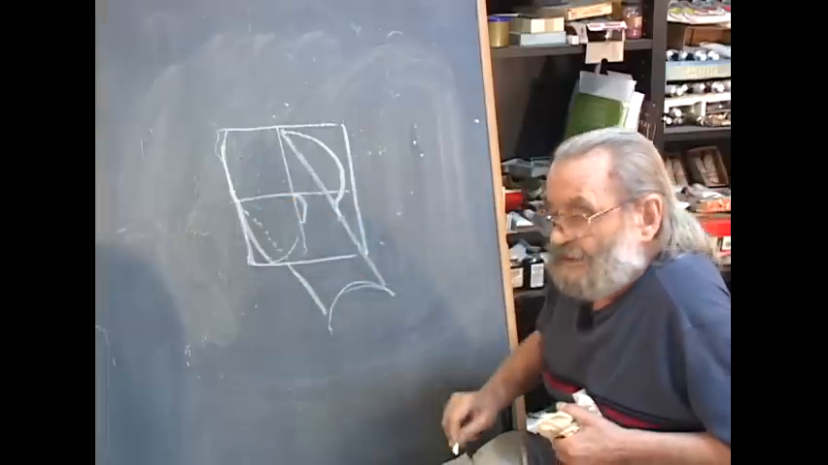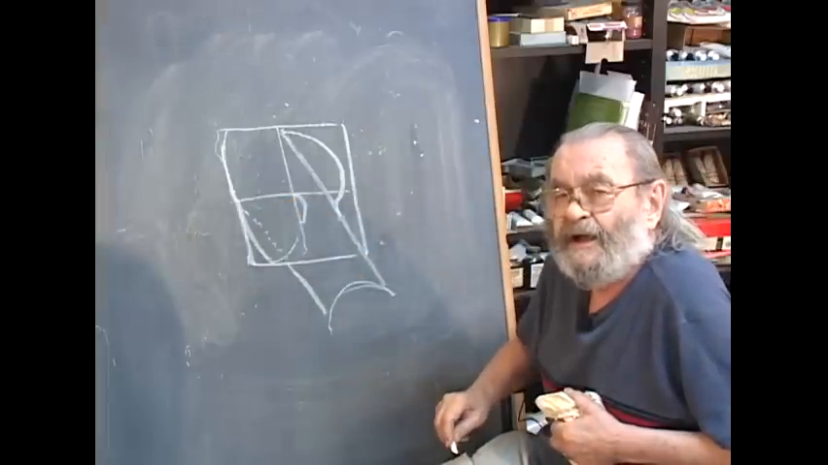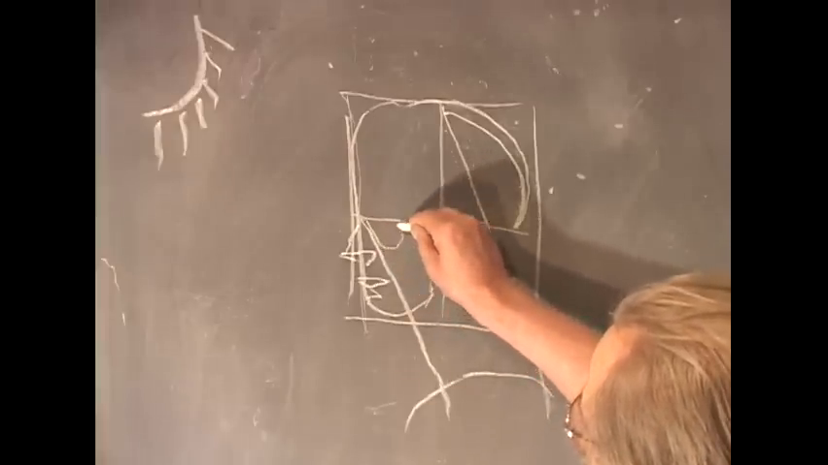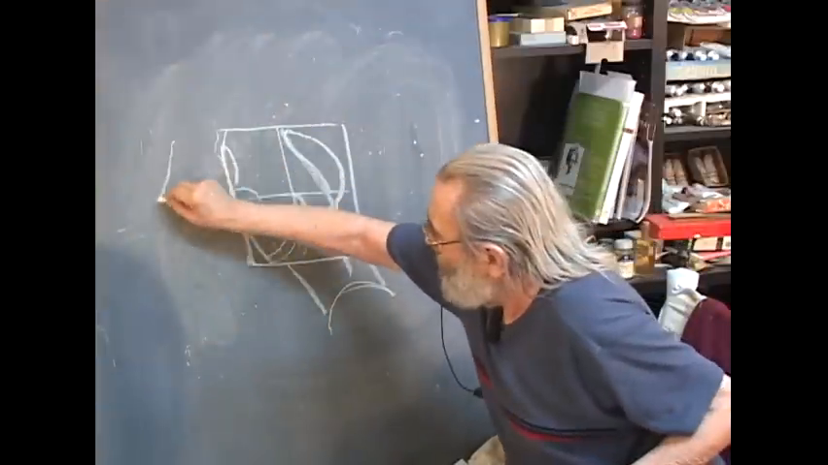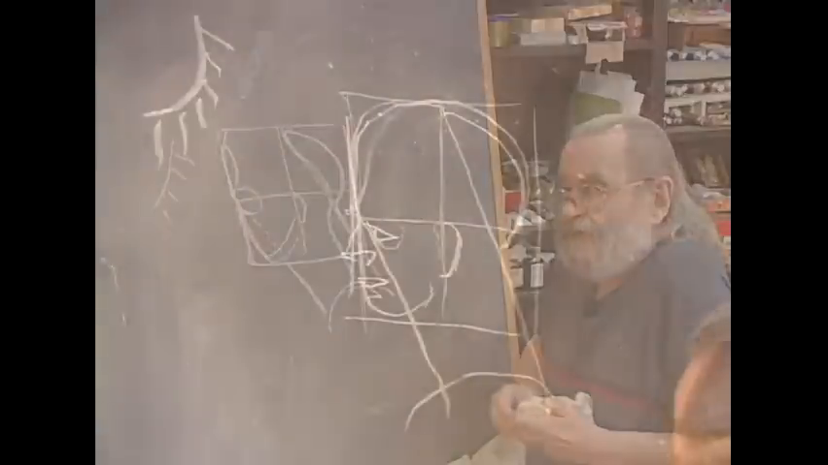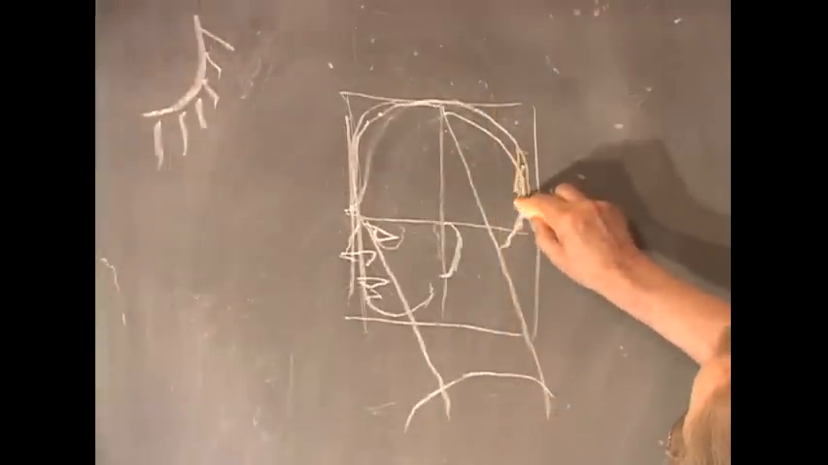Now, the indentation in the eye area, or the cavity where the eye is in, would be here. If, again, the light is from here, these areas would be in shadow. Let me show you.